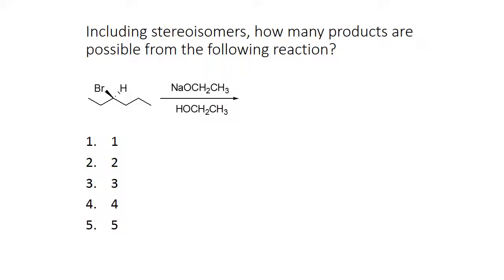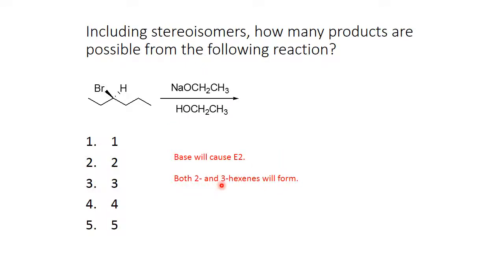Including stereoisomers, how many products are possible from the following reaction? Well, let's go ahead and look at what we think will happen here. We've got base, strong base, and we've got a secondary carbon. So we're going to have a lot of elimination occur here. Where can elimination form? It can form on this part of the compound or on this part of the compound.